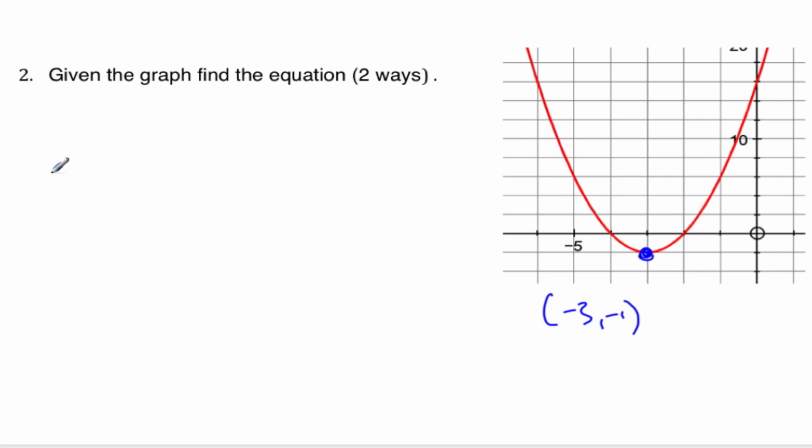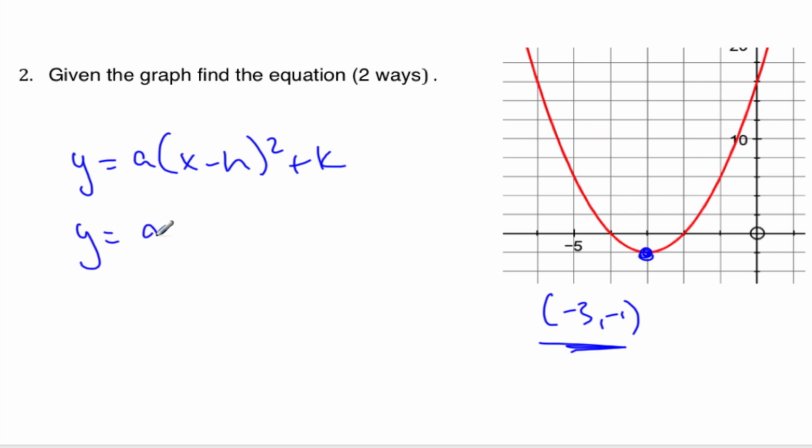So I'm going to use vertex form, which is y equals a(x minus h) squared plus k. My vertex, I know, is this. So I plug it in, and I get y equals a(x plus 3) squared minus 1. Now my problem is I need to find this a value. What do I need to find a?